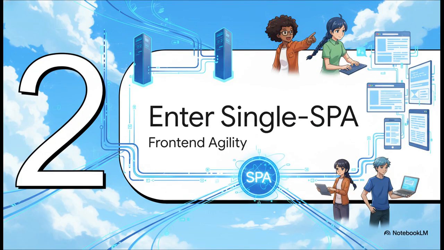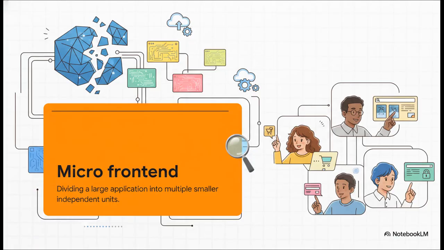Enter single SPA. The solution here relies on a concept called the micro-frontend. And this really just means dividing a large application into smaller, totally independent units. By splitting the UI up into smaller pieces, separate teams can use entirely separate repositories and their own CI/CD pipelines. So going back to our Amazon example, you could have totally separate teams handling the product search, the cart, and the payments. They don't step on each other's toes at all. They code, test, and deploy completely independently.